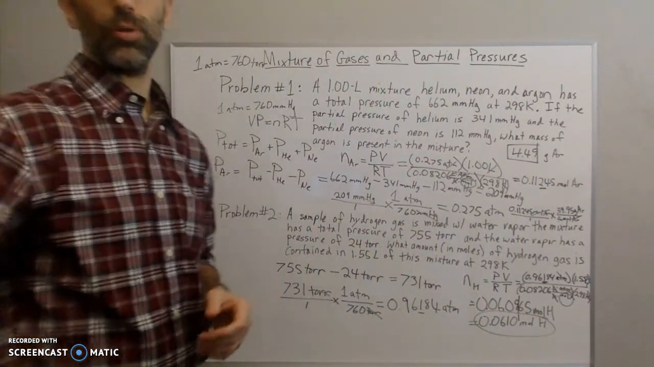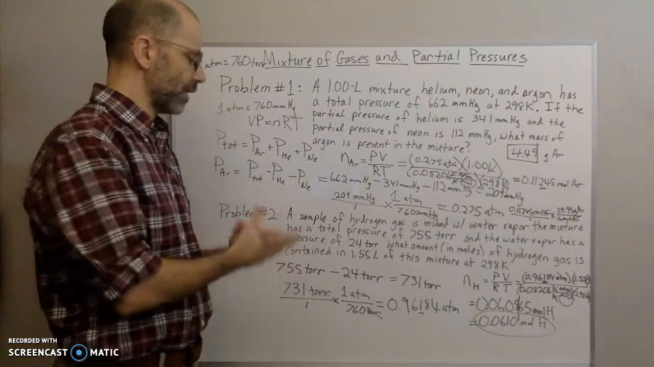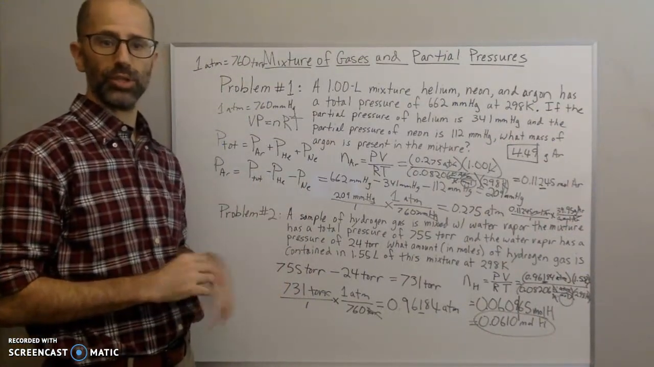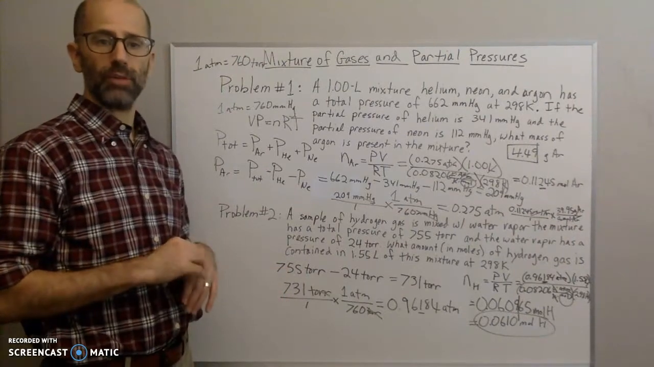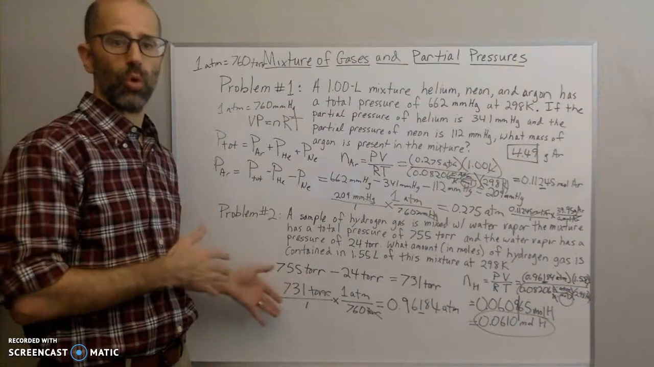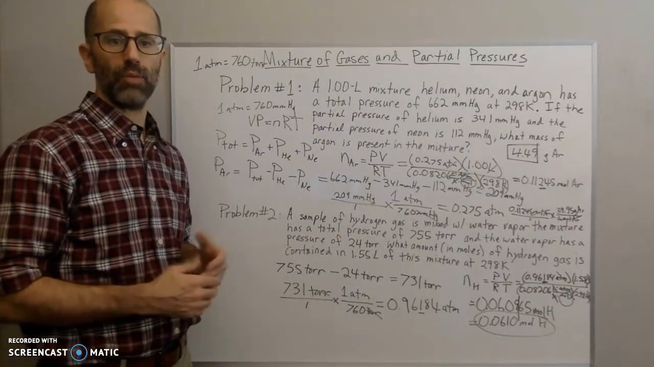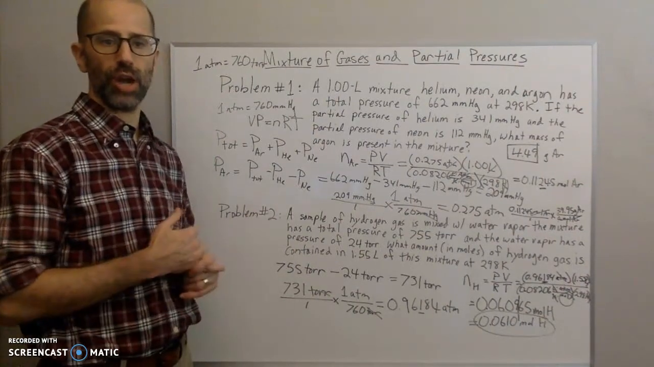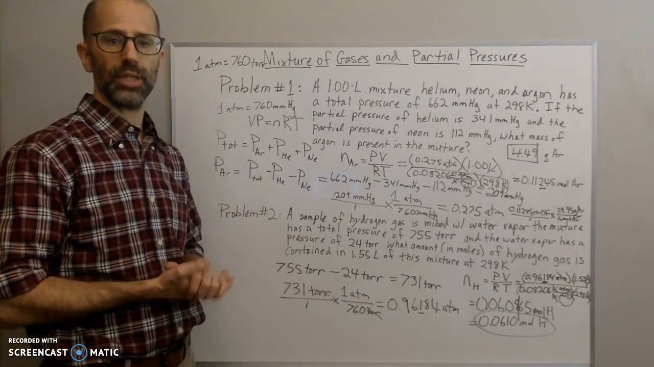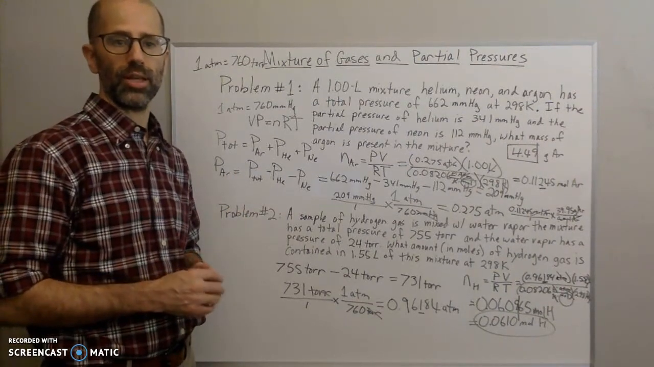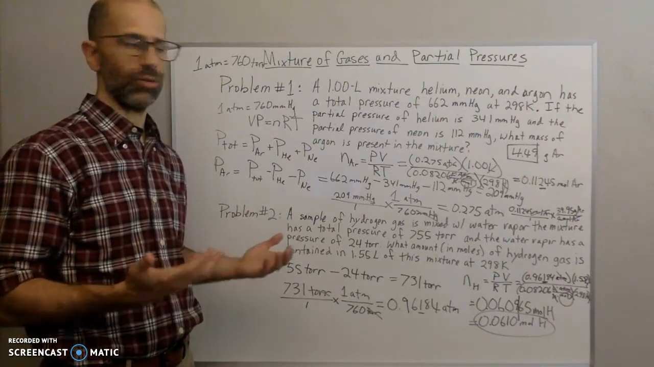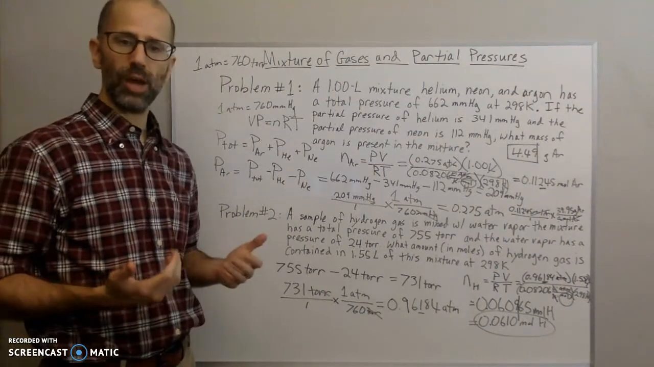So that's my final answer for that problem. I hope that was helpful. Again, we had to use Dalton's law of partial pressures to find the partial pressure due to hydrogen. Once we found the partial pressure due to hydrogen, we could then convert that from torr to atmospheres. And then once we had it in atmospheres, we just used atmospheres, volume in liters, and the temperature in Kelvin, and then we solved the ideal gas law for moles. And so that's it.